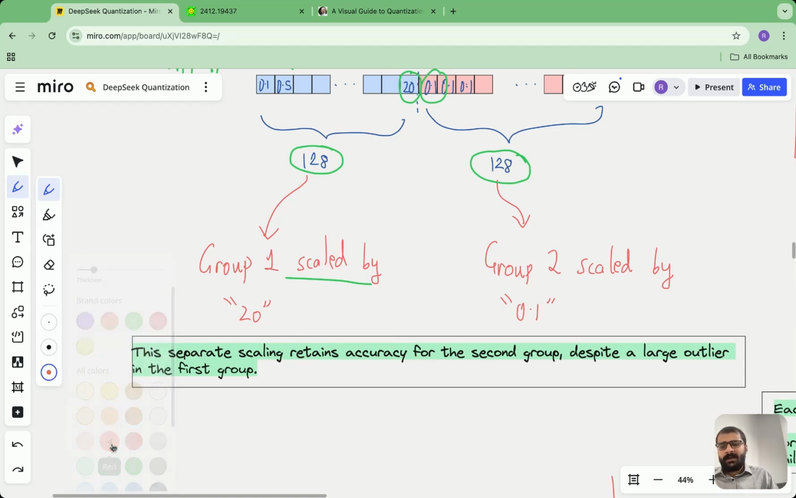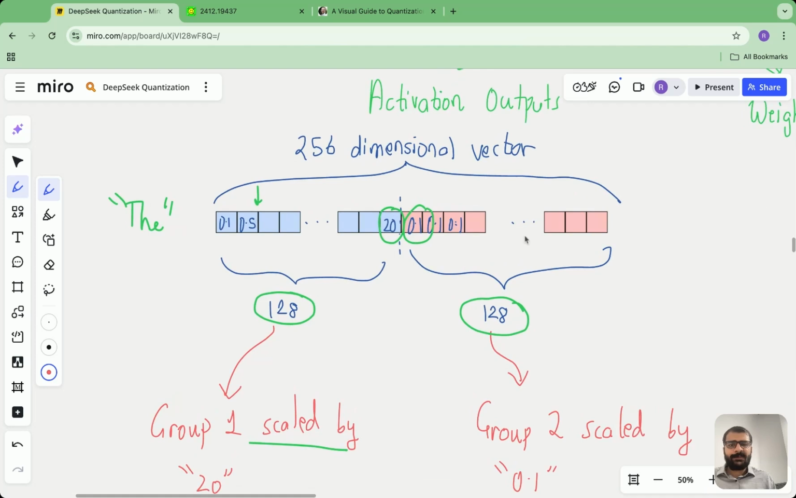If you had a common scaling factor, all of these numbers would be scaled by that factor, right? So the second group would be scaled by 20 unnecessarily. That would cause these smaller numbers to lose their precision. But now this second group is not scaled by 20, because 20 is the largest number in the first group.